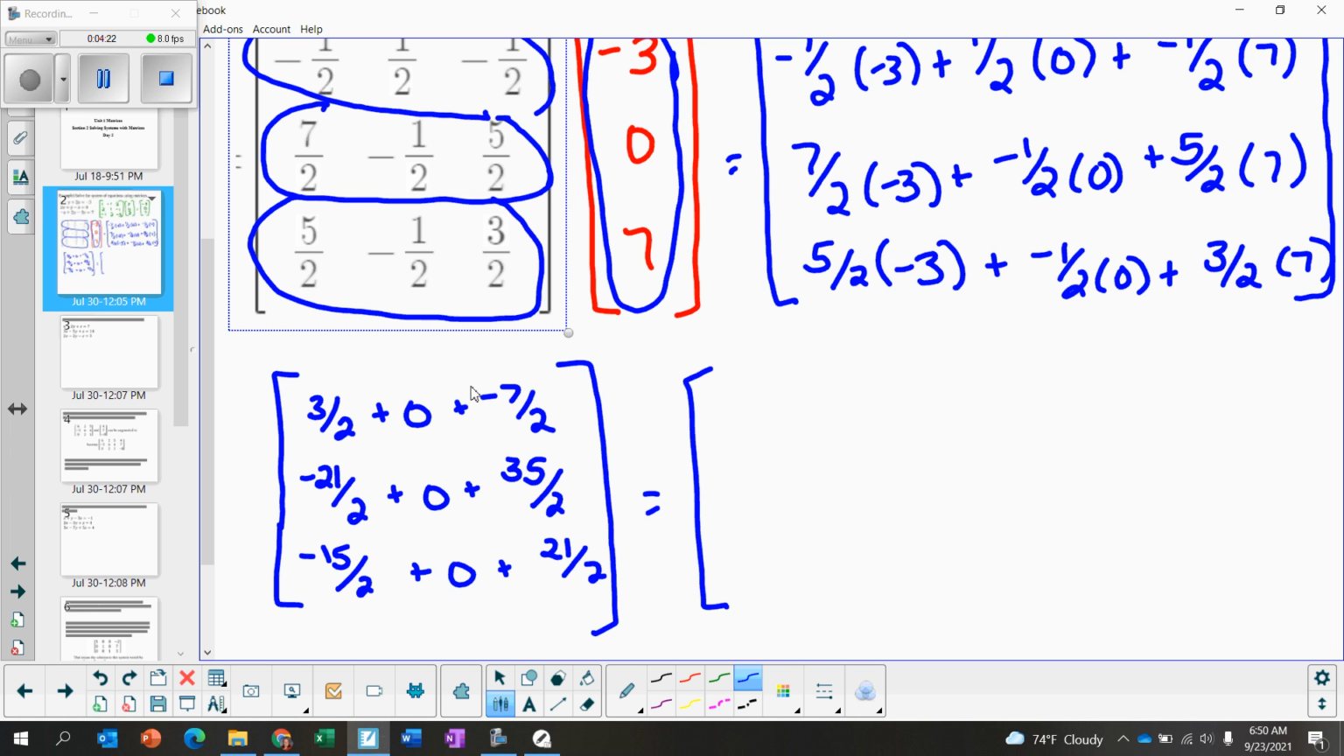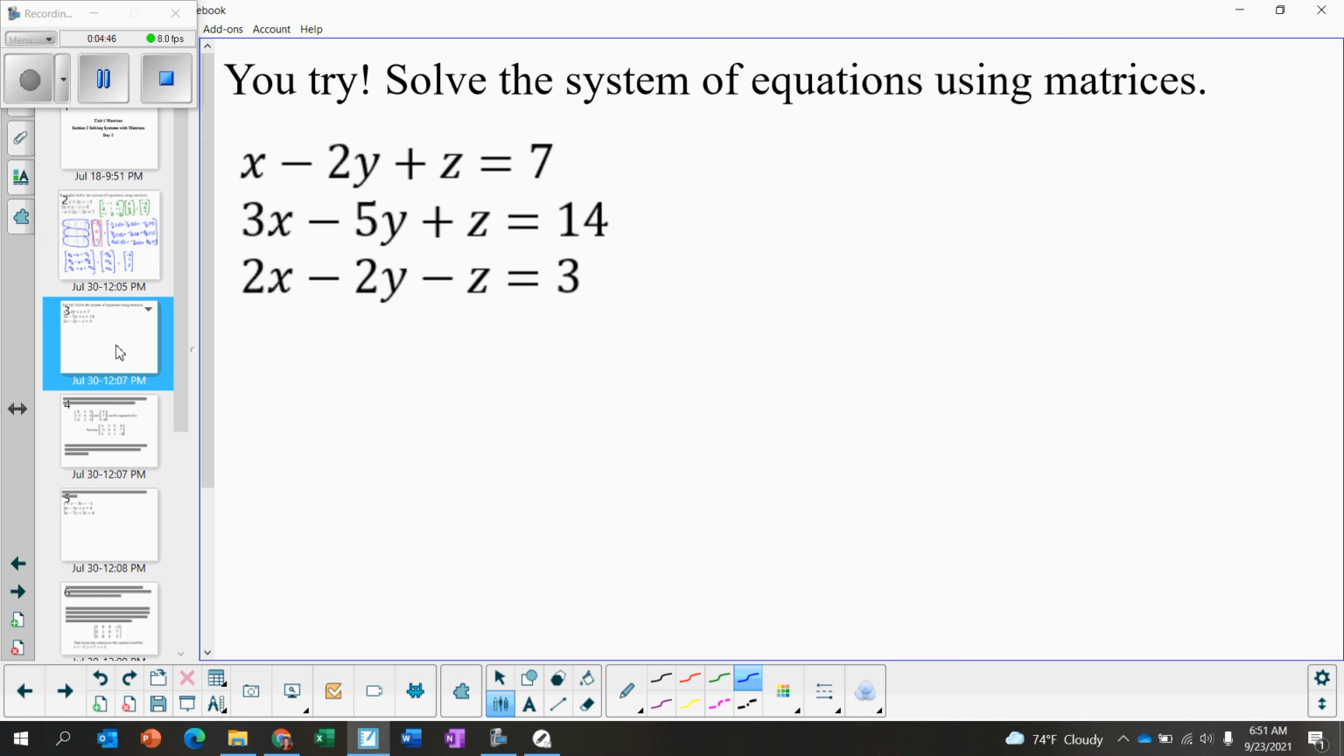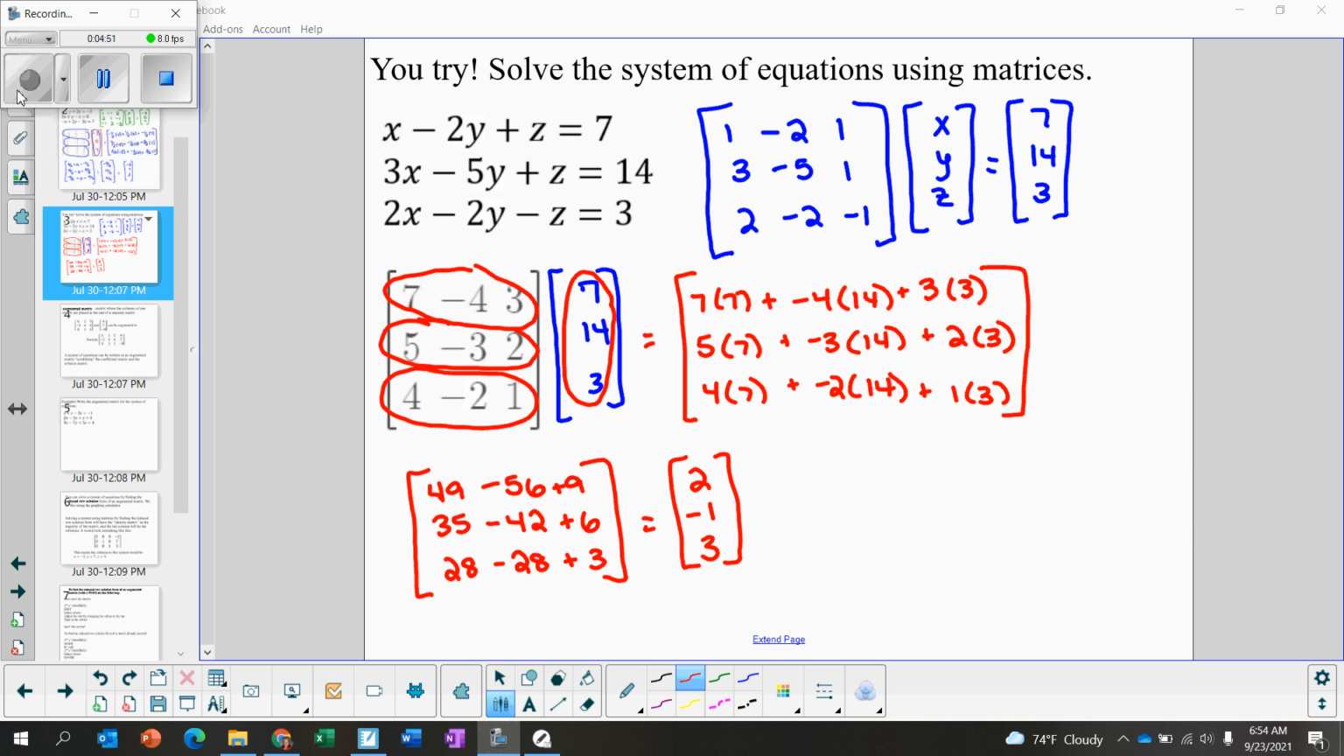All right, so we have 3/2 plus -7/2, -4/2. -21 plus 35 is 14, and -15 plus 21 is 6. All right, so my final answer, -2, 7, 3. All right, go ahead and try this one, pause it, and check your answer. All right, so check your answer here. We should have had 2, -1, 3.